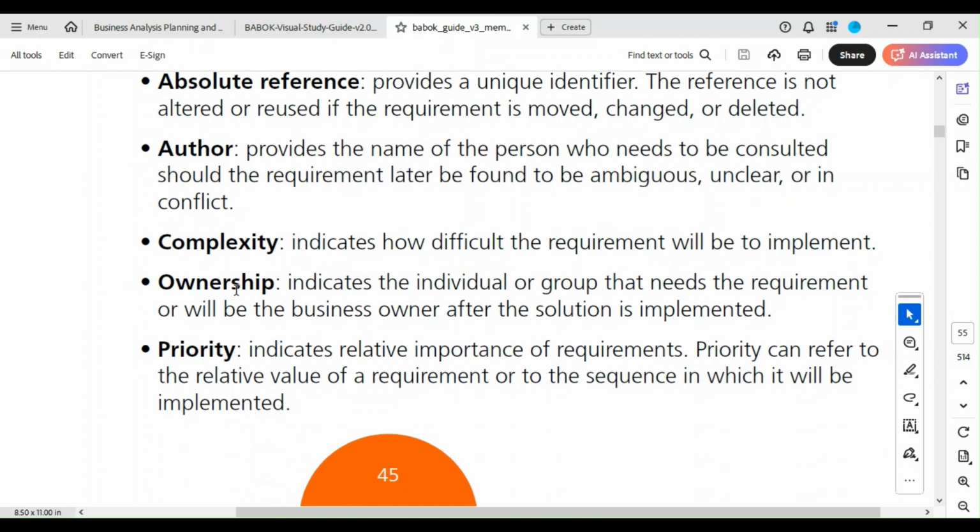Okay. Complexity indicates how difficult the requirement will be to implement. Ownership, who owns this requirement, indicates the individual or group that needs the requirement or will be the business owner after the solution is implemented. Priority indicates the relative importance of the requirement. Priority can refer to the relative value of the requirement or to the sequence in which it will be implemented.